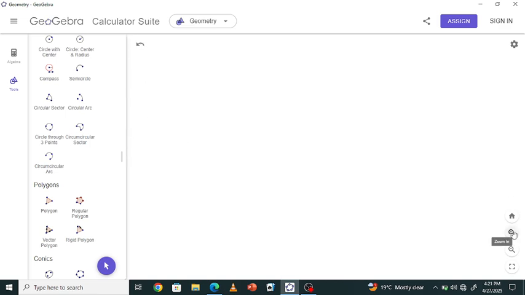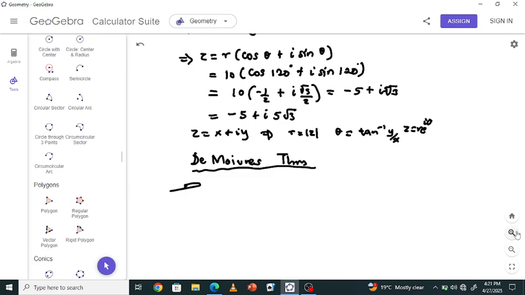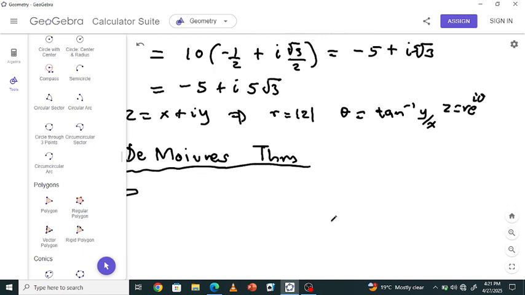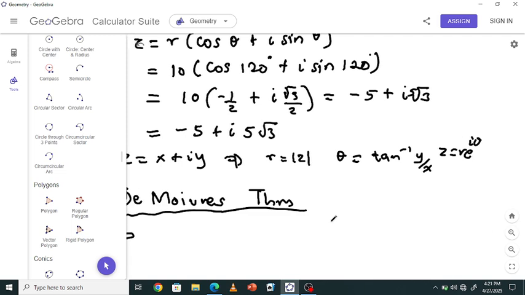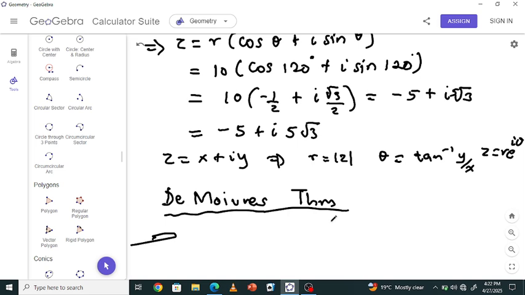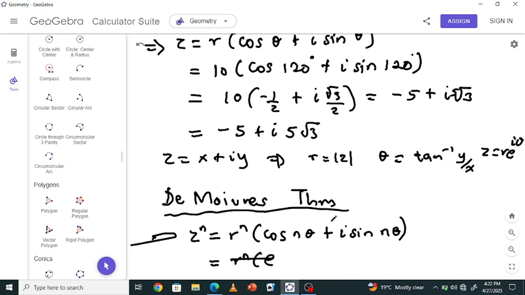so we have z. The De Moivre's theorem states that z power n is equal to r power n into cos n theta plus I sin n theta, which means we have r power n e to the I n theta. That's De Moivre's theorem.